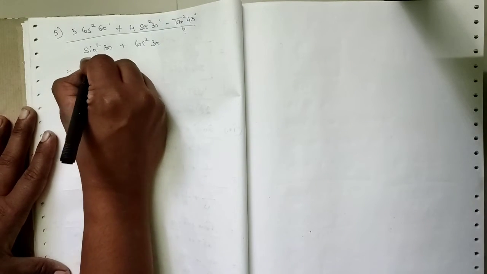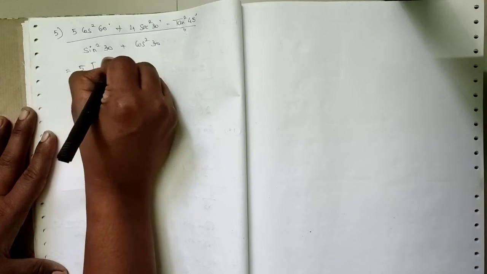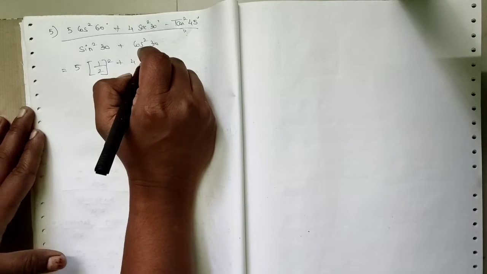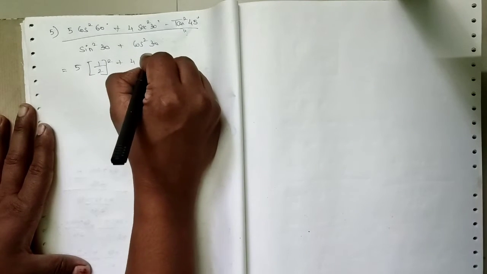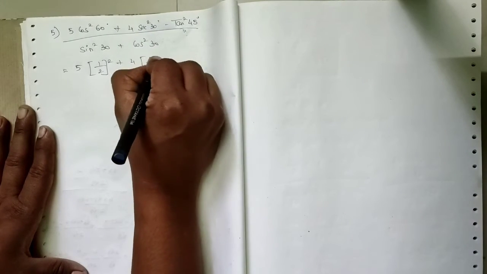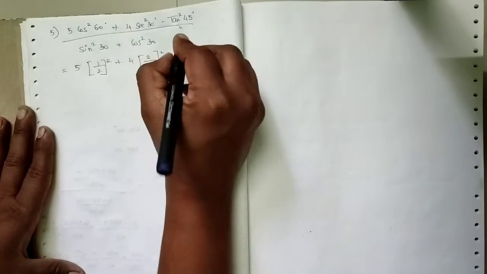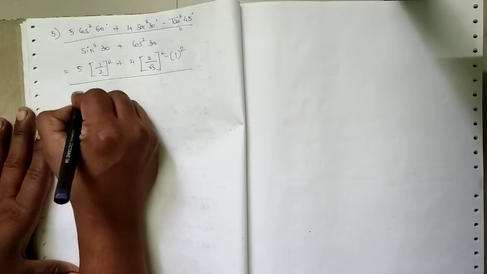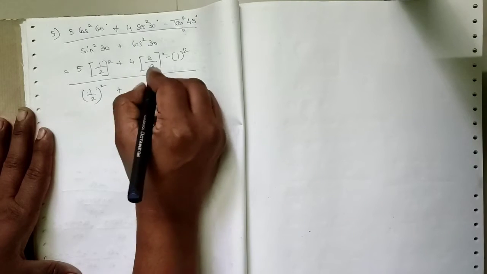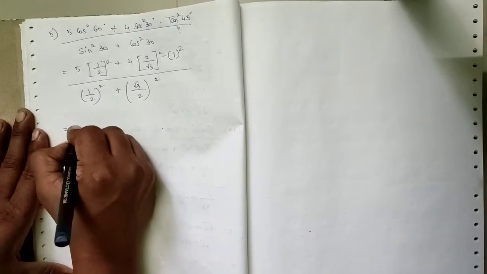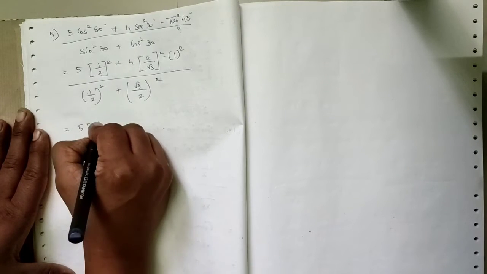So we are just going to substitute these values. Cos 60 is 1 by 2. So 1 by 2 square plus 4 into secant square 30. What is secant 30? It is the inverse of cos 30. Cos 30 is root 3 by 2, so this is 2 by root 3, the whole square, minus 1 square divided by sin 30 is 1 by 2, so sin square 30 is 1 by 2 square, cos 30 is root 3 by 2 whole square. That's all. We are just going to substitute the values.